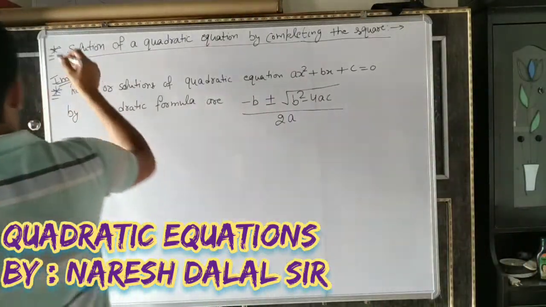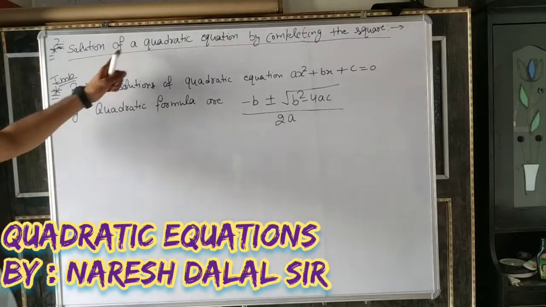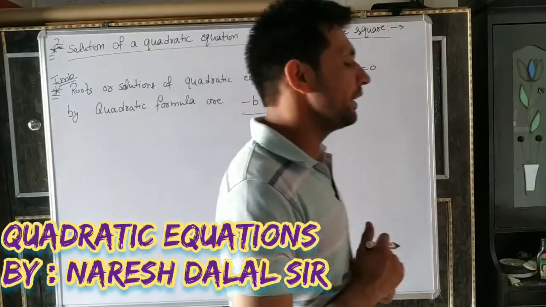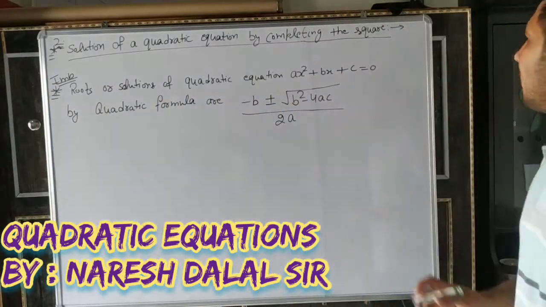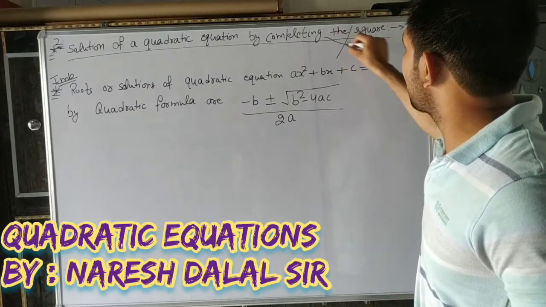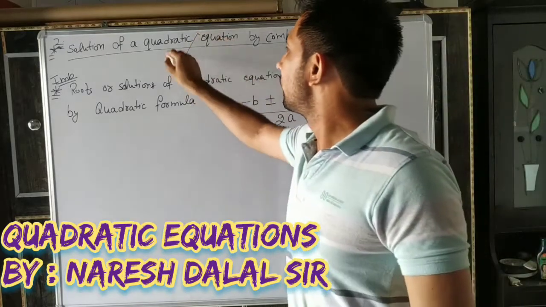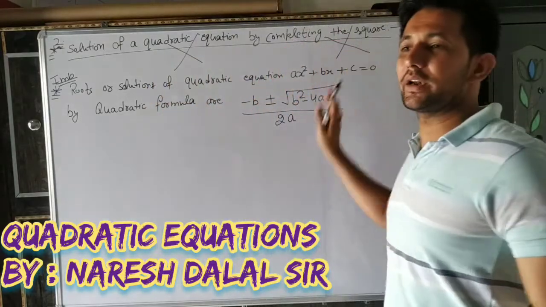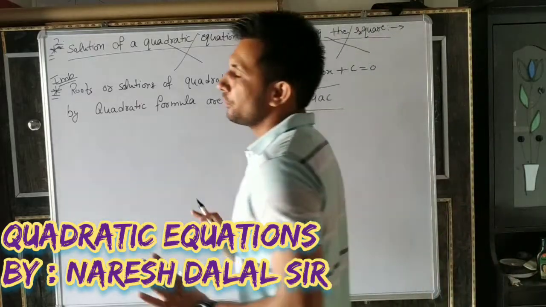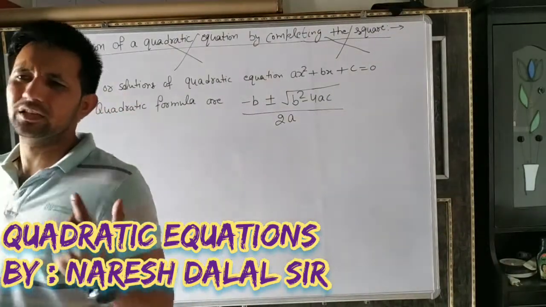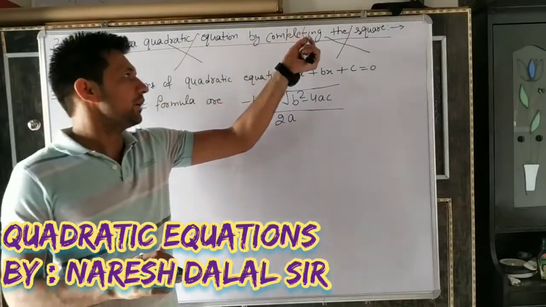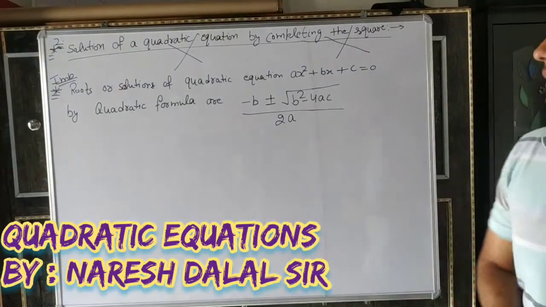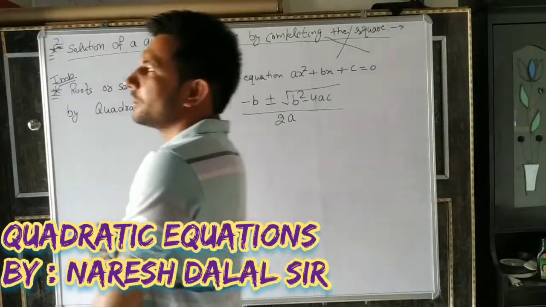Second method is solution of a quadratic equation by completing the square. How we will find solution? By completing the square. But this method is not in our syllabus. No need to note down it. By completing the square, this is not in our syllabus. From the last 3 years, CBSE has already deleted this method by completing the square. CBSE has already deleted this method.